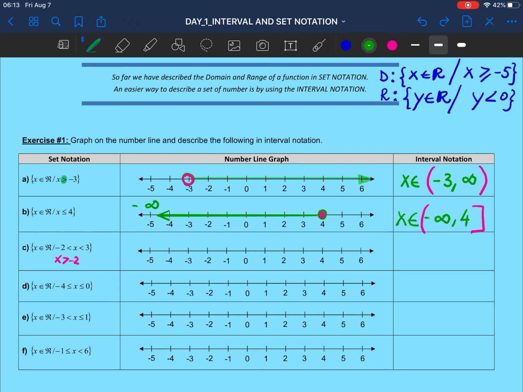So what we are going to do is first describe x bigger than negative 2. So we'll go at negative 2, and all the numbers bigger than negative 2 will be to the right side of it. And then we move on to x less than 3. So we locate 3. Remember, number 3 is not included, so empty circle.